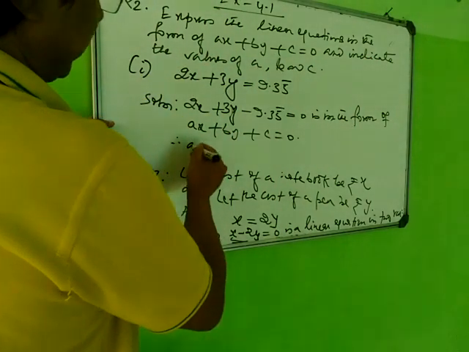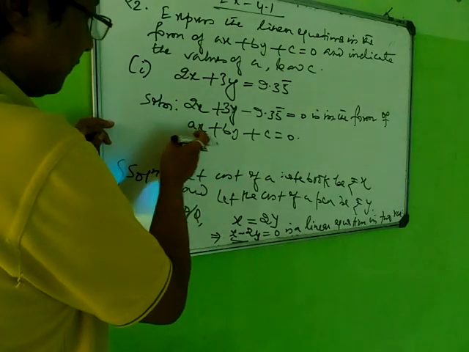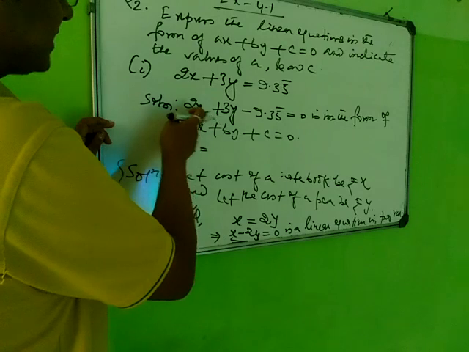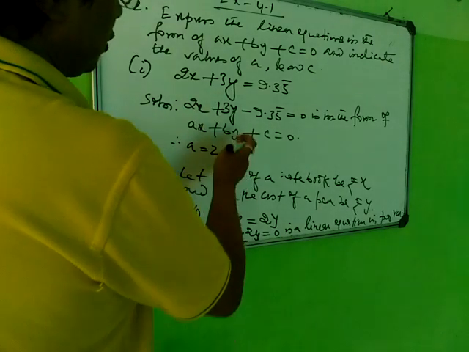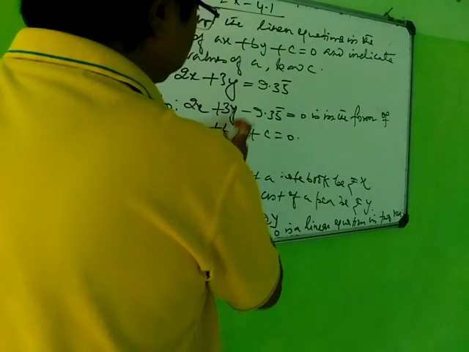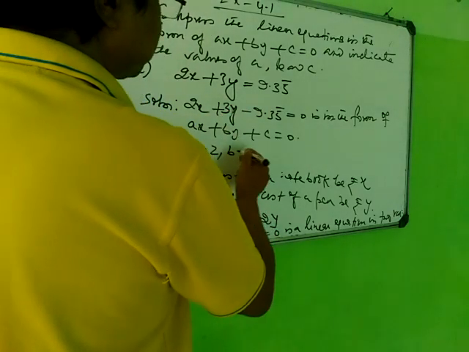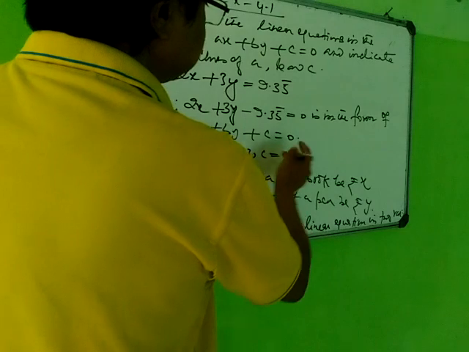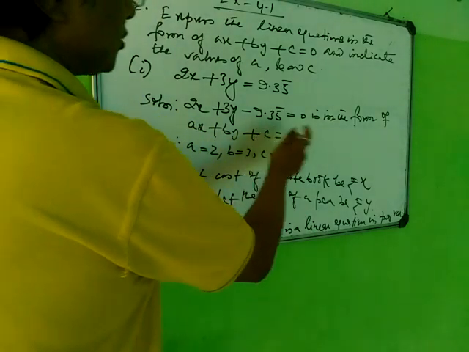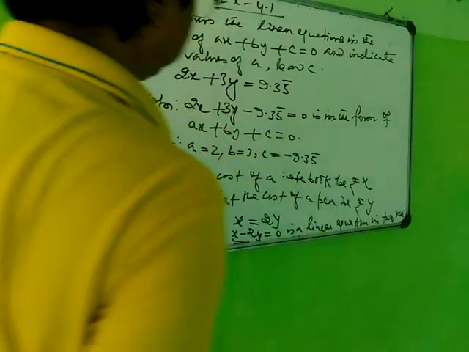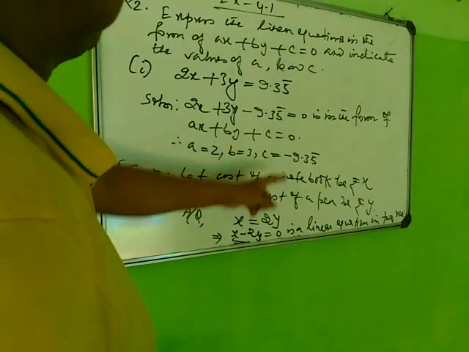So therefore a is the coefficient of x. Here the coefficient of x is 2, so a is 2. Coefficient of y is b, so here the coefficient of y is 3, so b is 3. And c is the constant term, so it will be minus 9.35 bar. So here a, b, c.